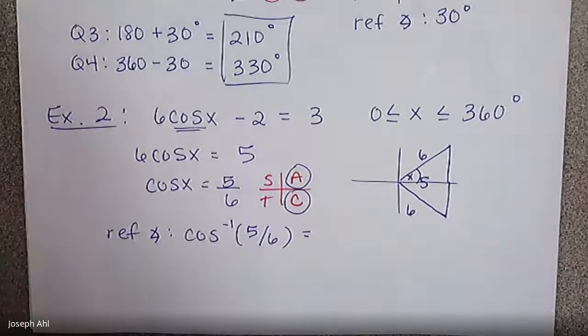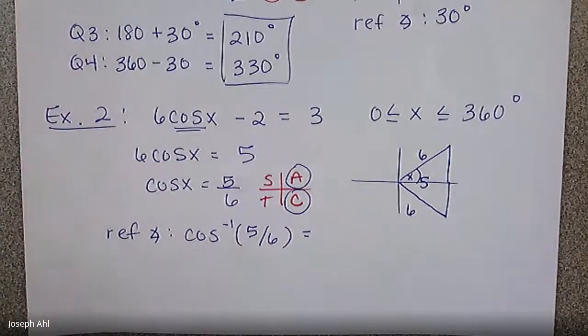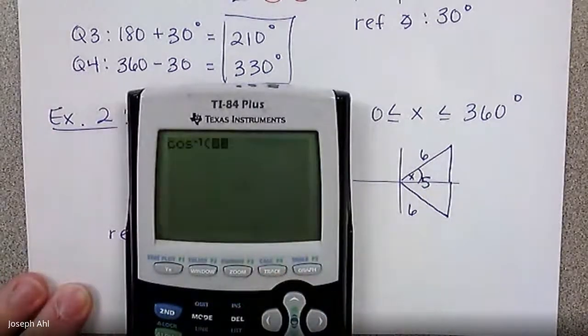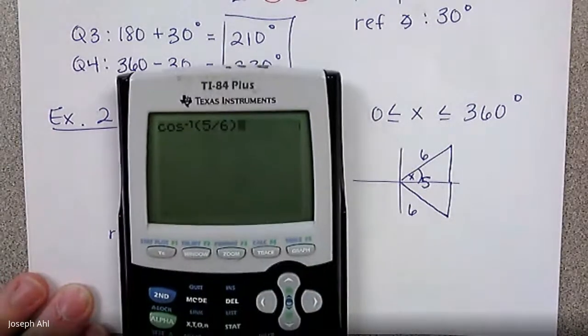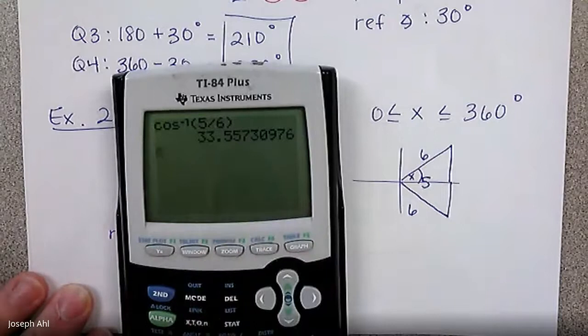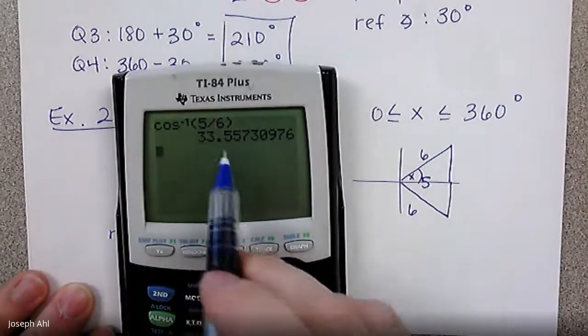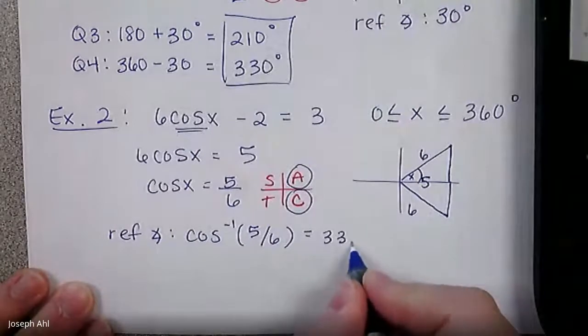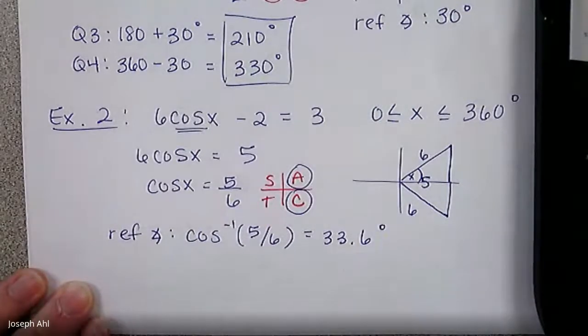Let's see what that winds up giving us here. So we are going to have to round this somewhere. Cos inverse of 5/6. Make sure you're in degree mode, otherwise you won't get the right answer. Let's go to the nearest 1/10 of a degree. That would be 33.6 degrees. Okay, that's the reference angle, 33.6.